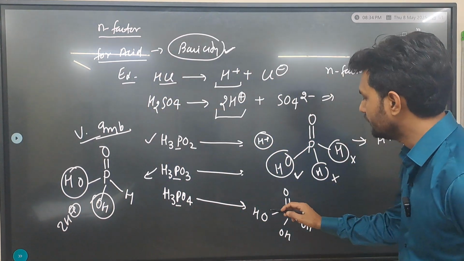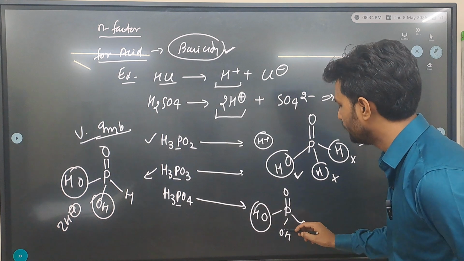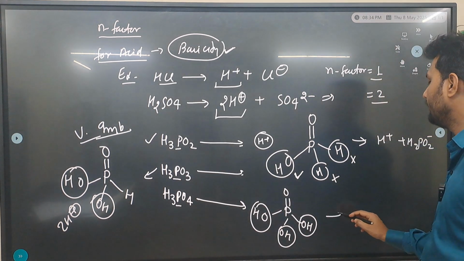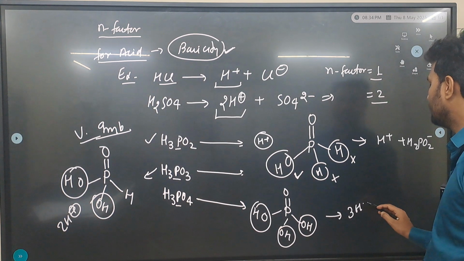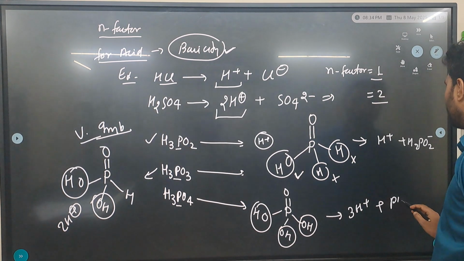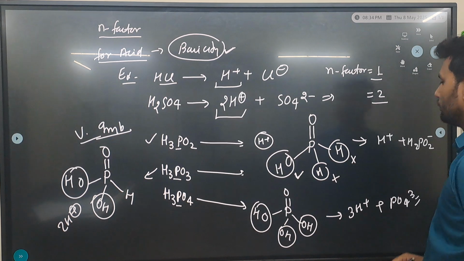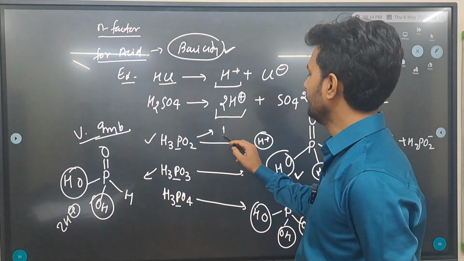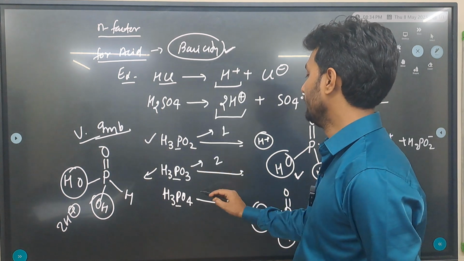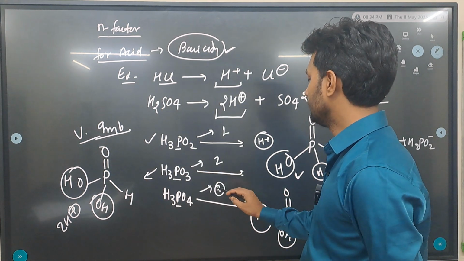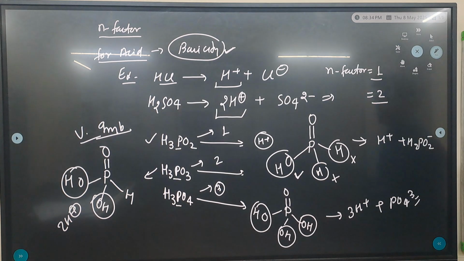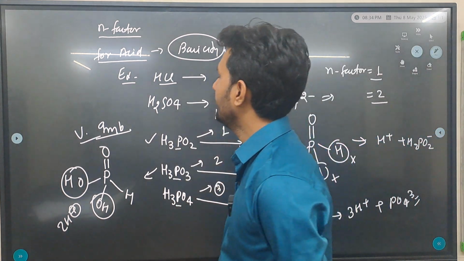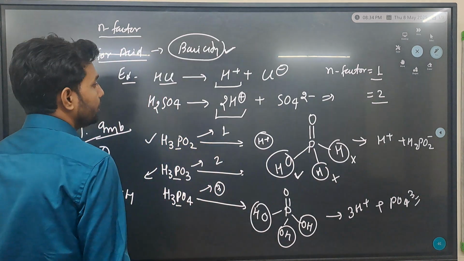And in case of H3PO4, it has three OH groups, so it can give 3H plus and PO4 3 minus. So the basicity for this will be 1, for this will be 2, and for this will be 3. Okay, clear? This is the basicity, or n factor, for an acid.